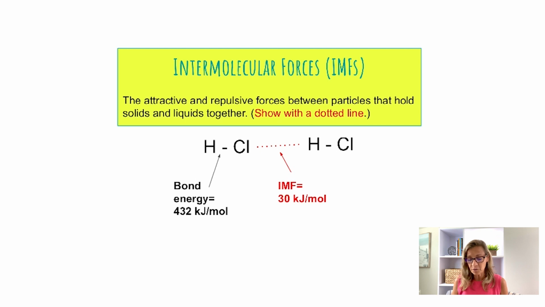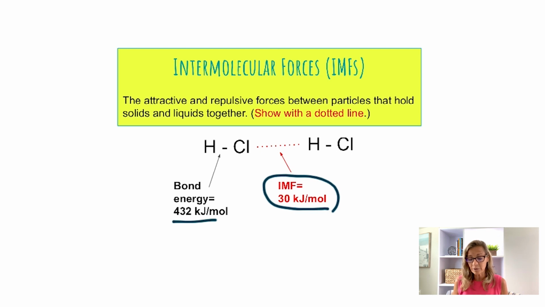So I have two hydrogen chloride, hydrochloric acid molecules side by side. And so you can see that the bond energy that's holding the hydrogen and chlorine together is really, really strong, 432. But then the intermolecular force, the force between those two molecules, is only 30. So we're talking about the attractive forces between molecules. That's what we mean by IMFs.